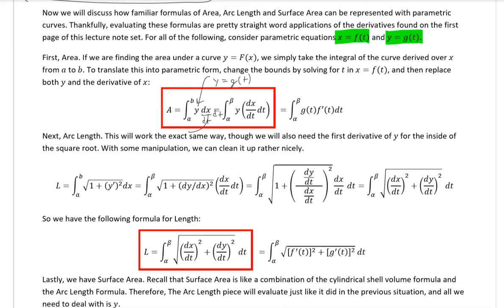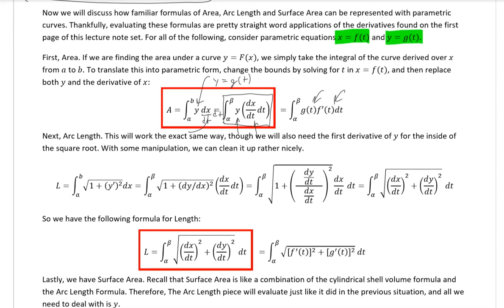And this is going to be my formula for area. From alpha to beta, which you can find by using x equals f of t and plugging in the values of x to solve for these new bounds. You can do that if necessary, although in most cases you won't have to. Of the function y times the derivative of x, or g of t times f prime of t. That's it. That will be my formula for area.